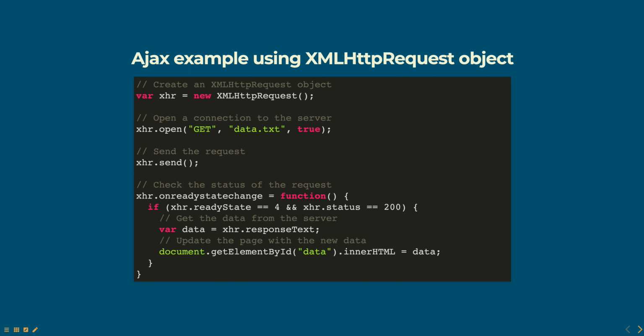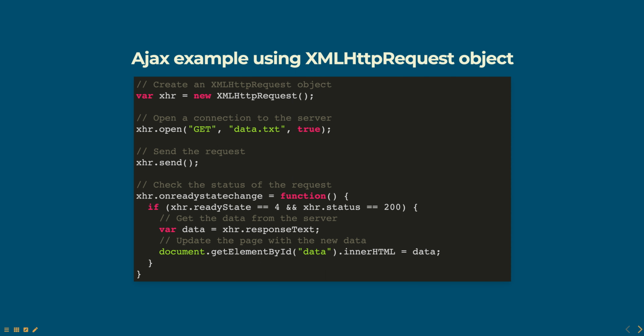Hello everyone. Today we are going to talk about an Ajax example using the XMLHttpRequest object, part of the Web Technologies course. The XMLHttpRequest object is the core of Ajax technology. It allows JavaScript to send and receive data asynchronously with a web server. Here is an example of how the XMLHttpRequest object can be used to create an Ajax-enabled application.